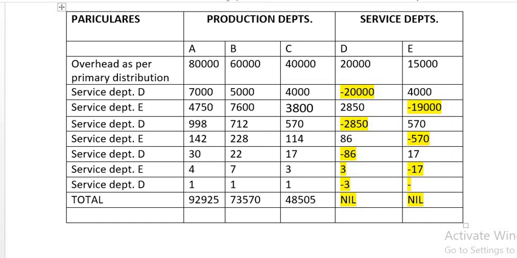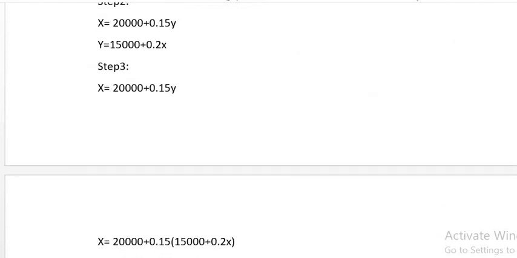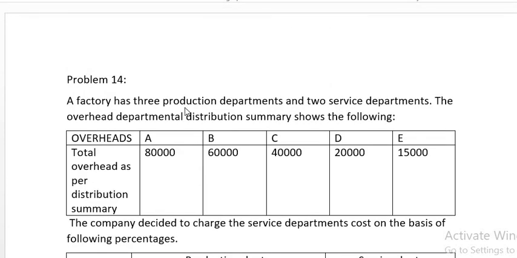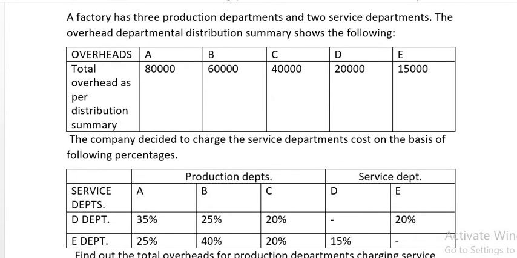Very good morning, students. So today I am going to start problem number 14. A factory has 3 production departments and 2 service departments. The overhead department distribution summary shows the following. Here are given 3 production departments A, B, C and 2 service departments D and E.